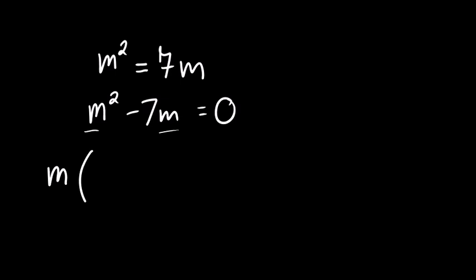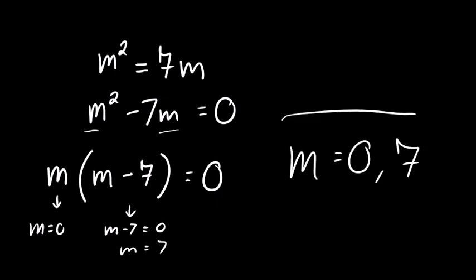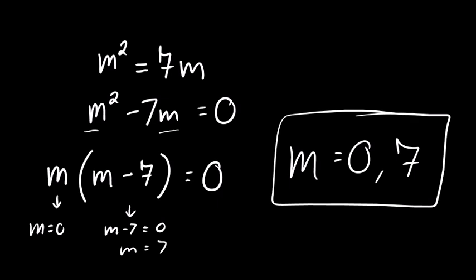I'm going to undistribute an m. I'm going to put it on the outside and put everything that's left in parentheses. Then I'm going to set both pieces equal to 0. Well, if this piece equals 0 and this piece equals 0, my two options for m are 0 and 7. M equals 0 or 7.